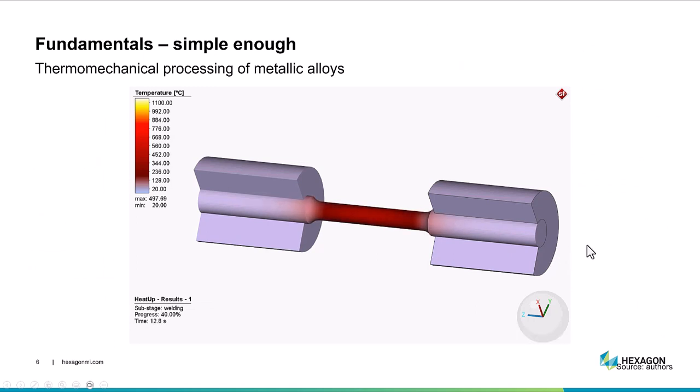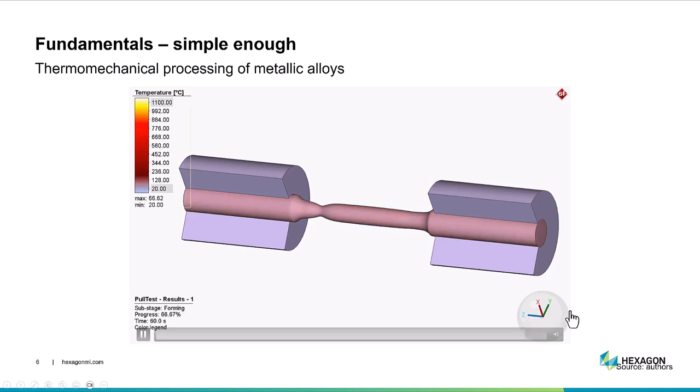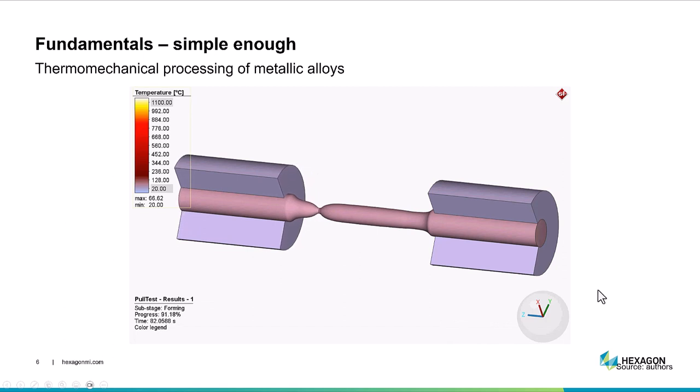This is the animation of the same process, showing what it looks like once you simulate the exact same condition. Here we are visualizing temperature. I'll just fast forward it a bit. And then once it's back at room temperature, we do a tensile test. And then we see where the sample might break once we do the physical test.